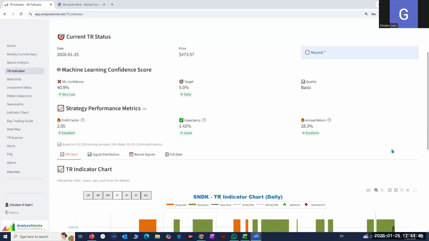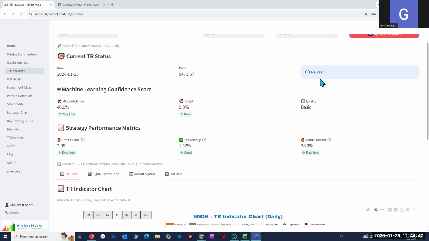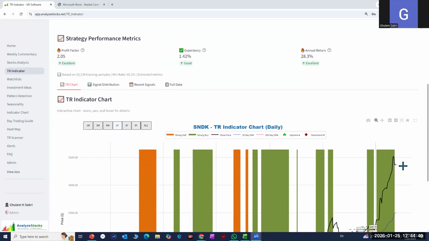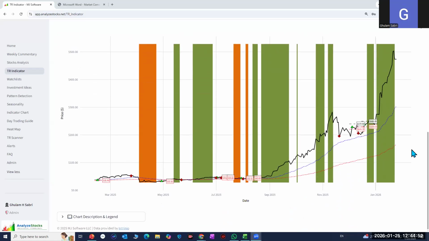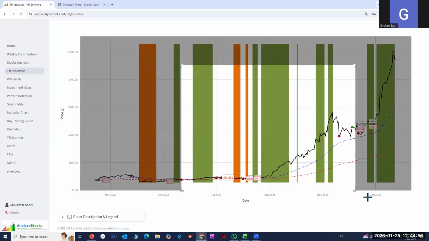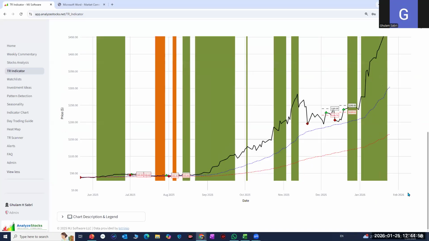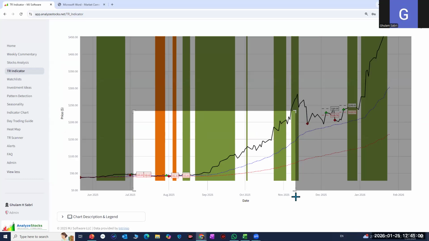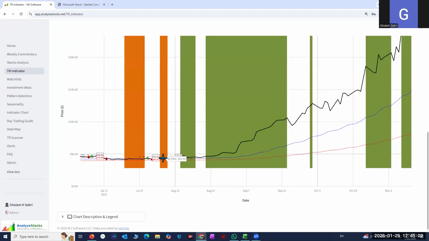Okay, so right now it is neutral. What does it mean? It has come out of this green zone. Now, if you had started from July last year, which is just 6 months ago, zoom in. A buy point appears at 46.56, 42. If you had bought when the green zone appeared around a buy point, you bought it here. And look at its rise.